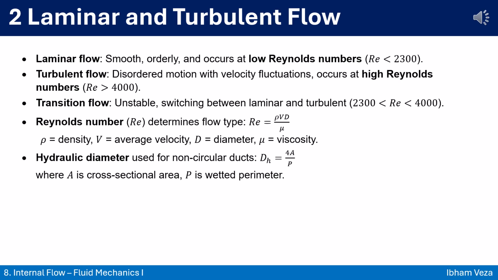2. Laminar and turbulent flow. When fluids move inside a pipe, they don't all behave the same way. Sometimes the motion is calm and predictable. Other times it's chaotic and messy. That's where the concept of laminar versus turbulent flow comes in. Laminar flow is smooth and streamlined. It's like layers of fluid sliding past one another in perfect order. This happens at low Reynolds numbers, specifically when Re is less than 2300. The motion is stable, with minimal mixing and no sudden changes in direction.